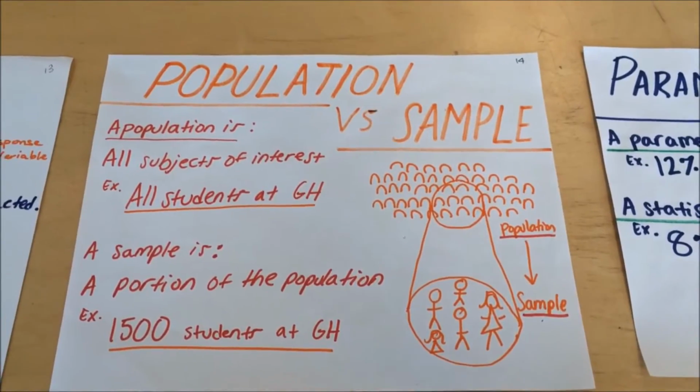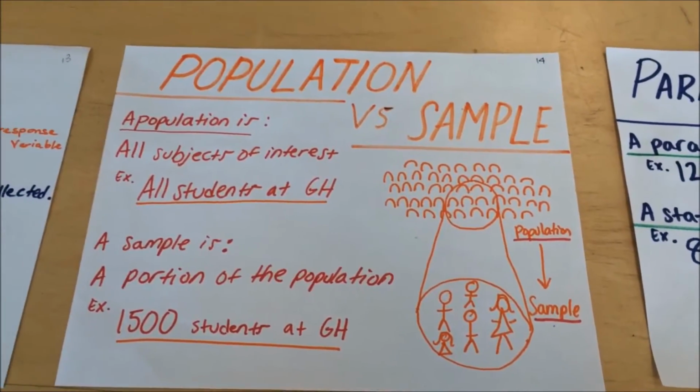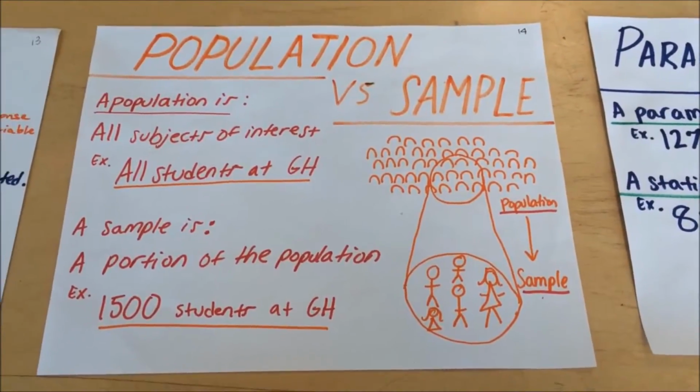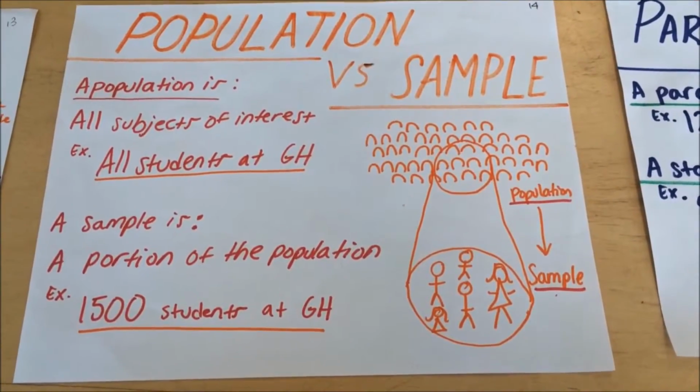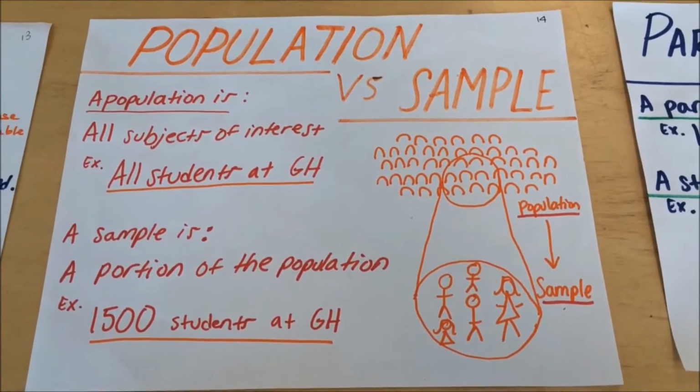Population versus sample. A population is all subjects of interest. For example, that would be all students at Greenoak. A sample is a portion of the population. For example, 1,500 students at Greenoak. Here's a diagram of population and sample.